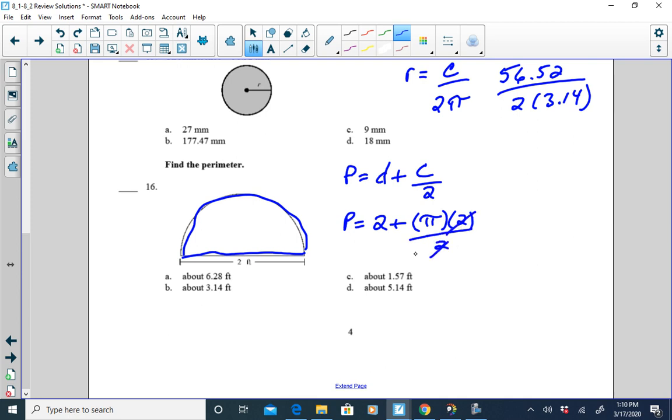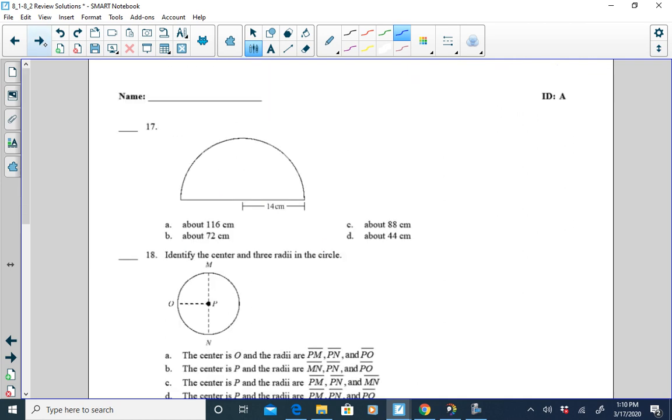Well, they're going to cancel, so 2 plus pi, 2 plus 3.14, that's going to be 5.14, so that's going to be answer D. All right, the perimeter is going to be equal to about 5.14, and those would be feet, right? And that would be answer D. Next question, 17.